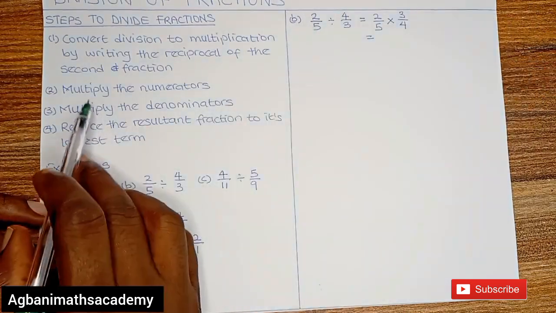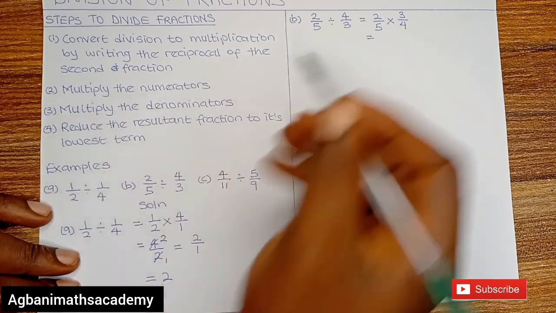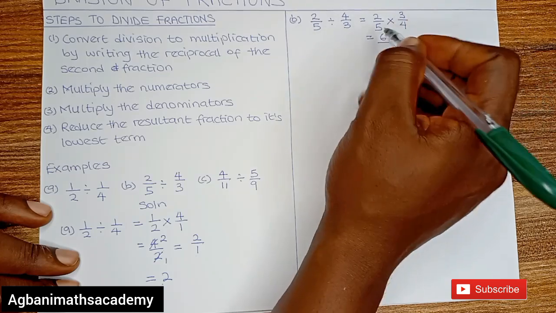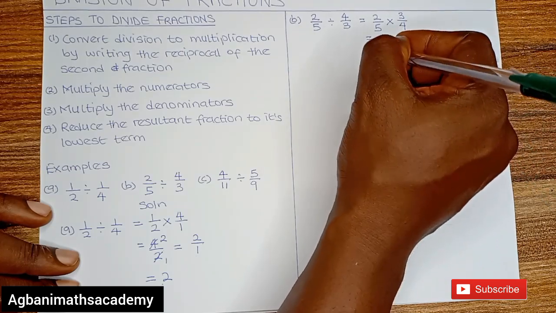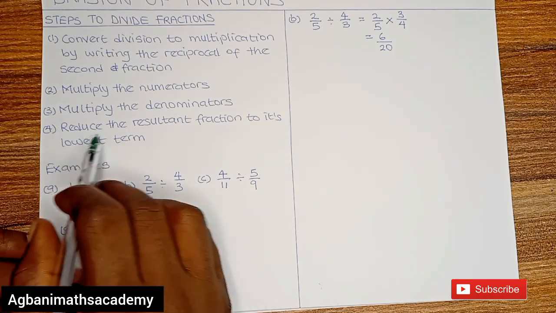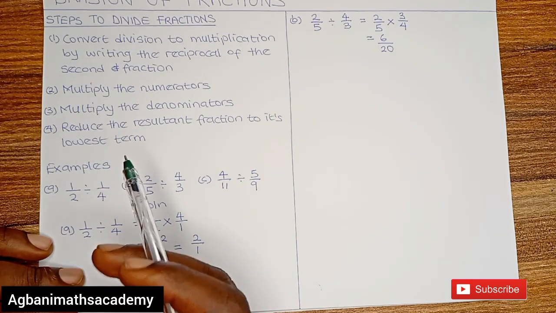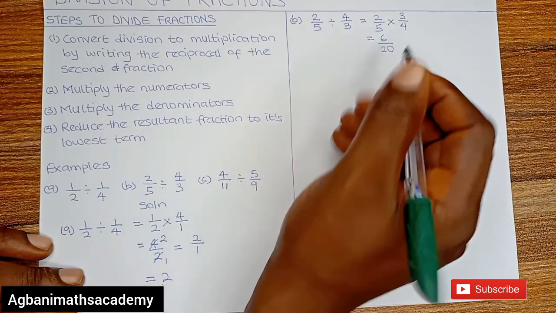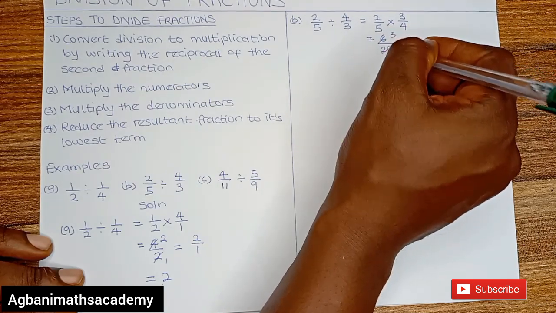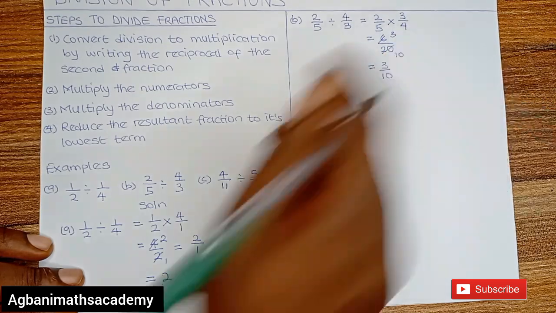We multiply the numerators, and then the third step we multiply the denominators. So let's take them together. 2 multiplied by 3 is going to give us 6 all over 5 multiplied by 4 is going to give us 20. So we're done with step 2 and 3. Step 4, reduce the resultant fraction to its lowest term. So we're going to check if there's any common factor between 6 and 20. So 2 can go into 6 to give us 3. 2 can go into 20 to give us 10. This means our final answer is 3 all over 10.